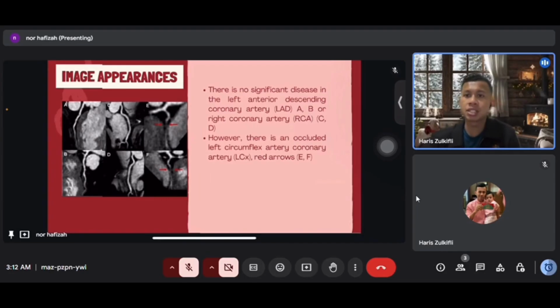For image appearance, there is no significant disease in the left anterior descending coronary artery. The projection is LAD, as you can see in images A and B, and the right coronary artery, the RCA, in images C and D. However, there is an occluded left circumflex coronary artery, which is in images E and F. As you can see, I have marked it with the red arrows.